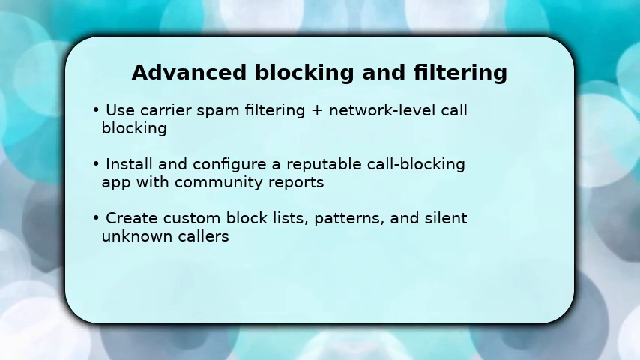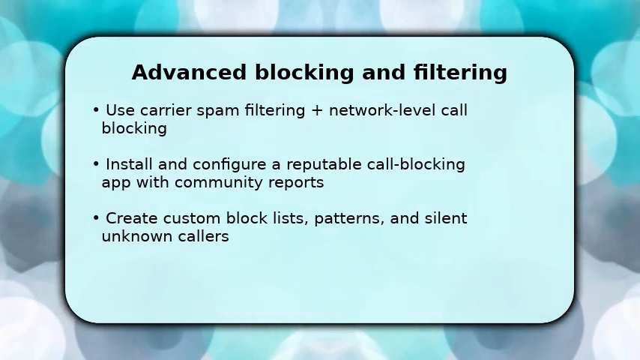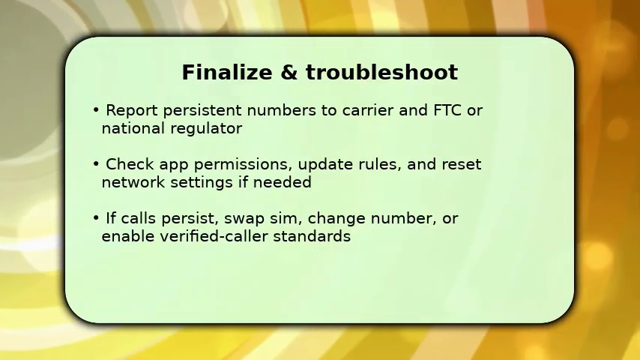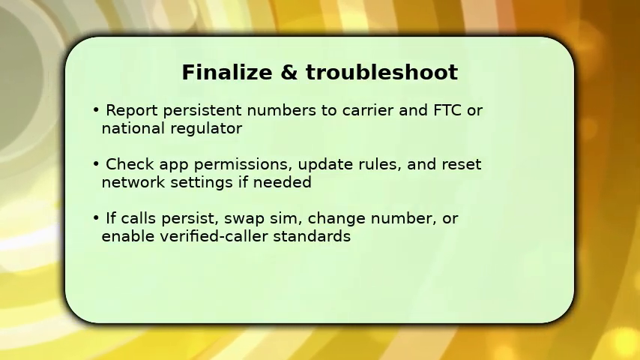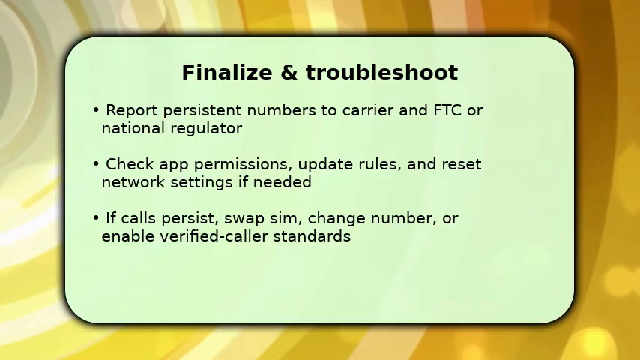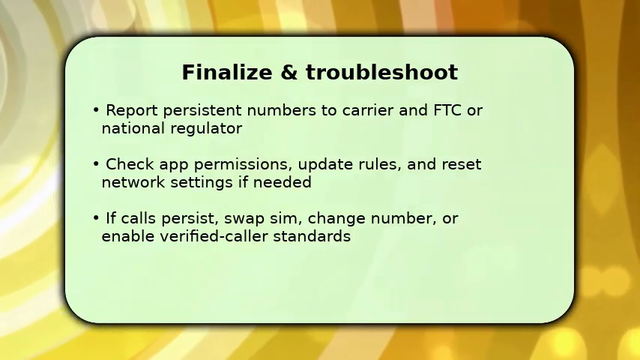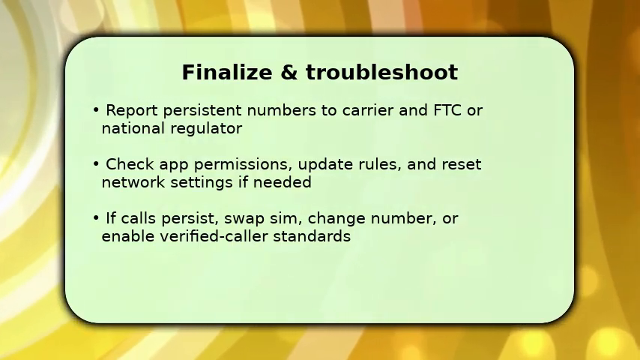You finish by reporting repeat offenders to your carrier and the national regulator so they can investigate. This complements blocking. Make sure to review app permissions and update block lists weekly, and if something fails, reset network settings or reinstall the blocking app.